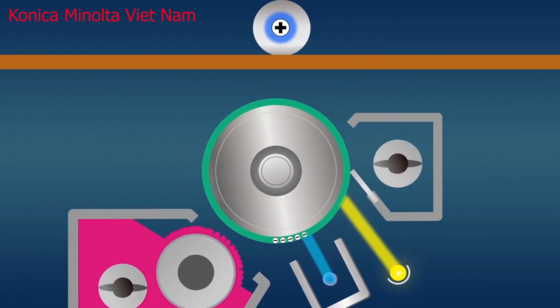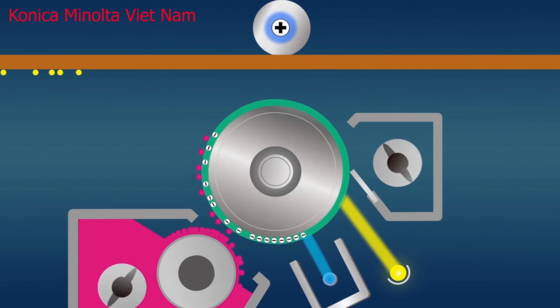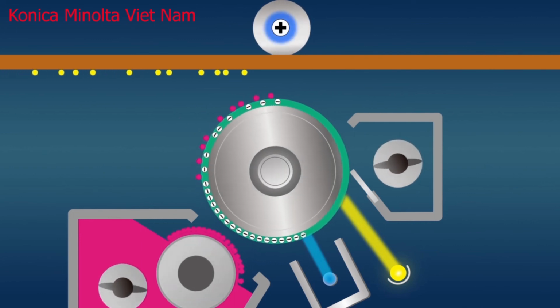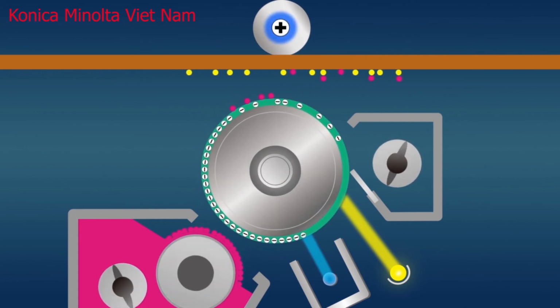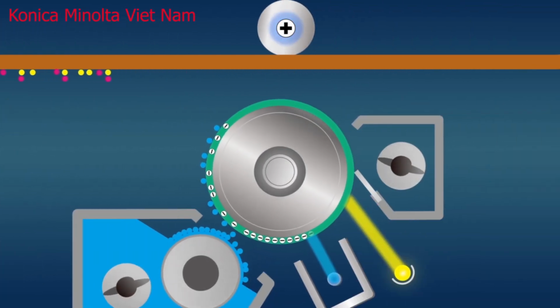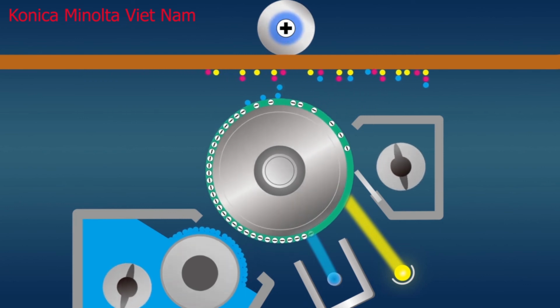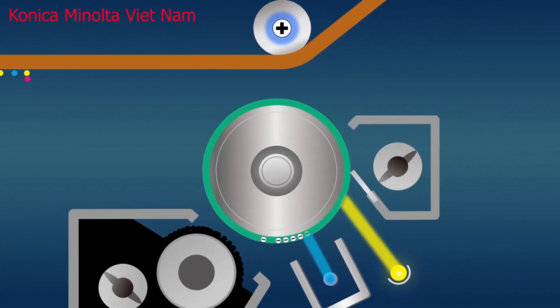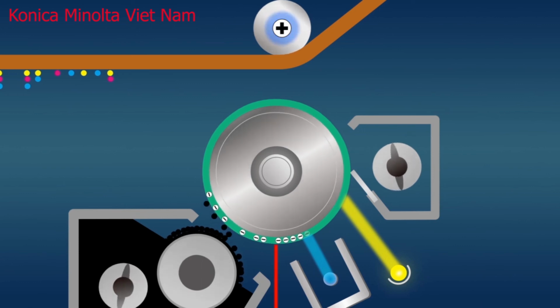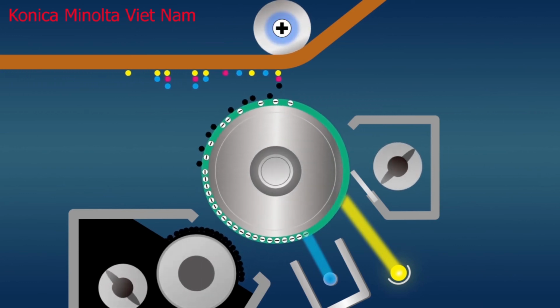Next, the magenta image is created on the drum surface. Then the magenta toner image is transferred to the belt on top of the yellow image. The same process is performed in the order of cyan and black. Toner images are created on the drum surface, and the original image for four colors is transferred to the belt with exacting precision.